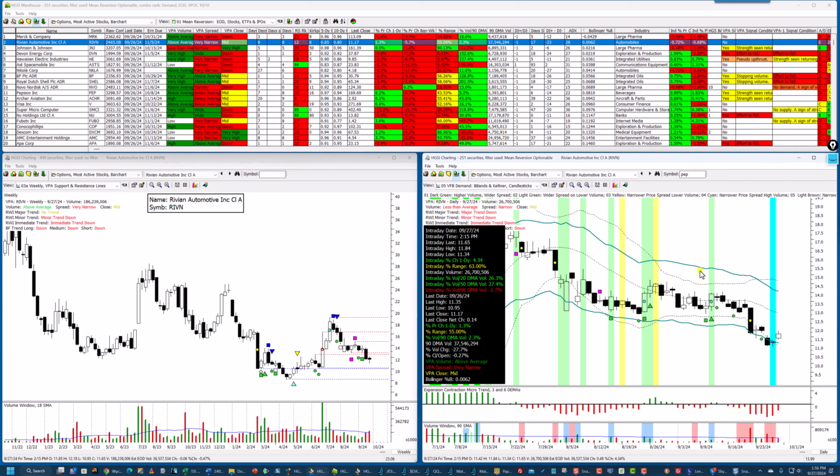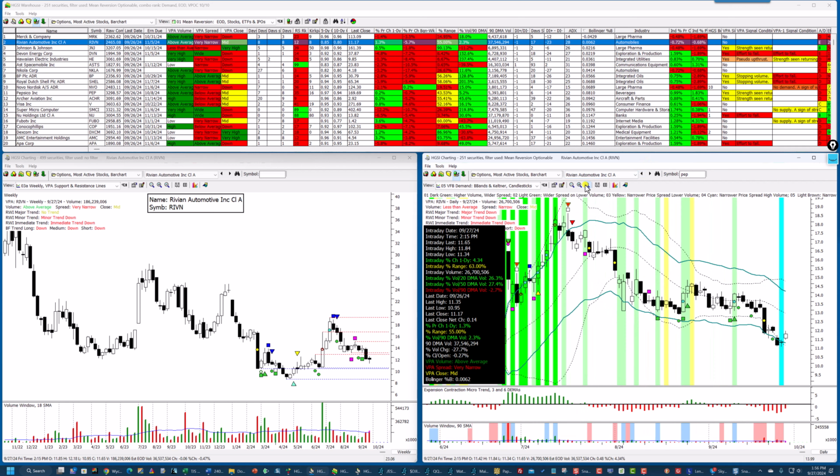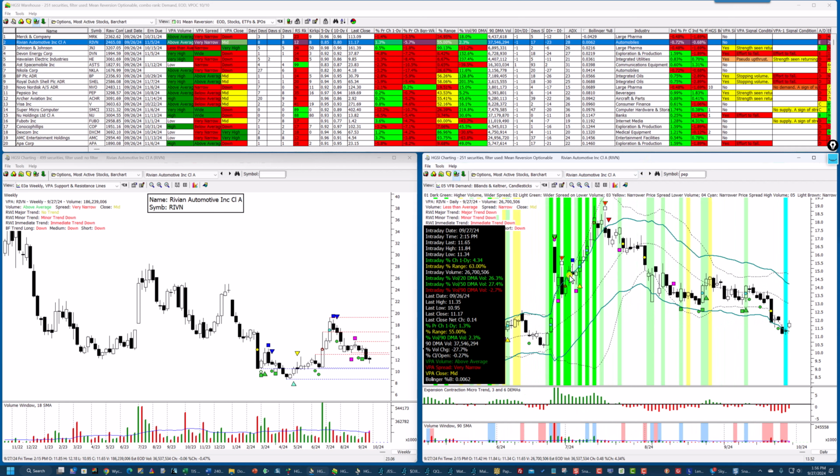Now here is Rivian. This stock is an electric vehicle manufacturer. It just really hasn't done much for quite some time. You can see here was a nice move up with all these. There was real demand on it here, and then it rolled over.